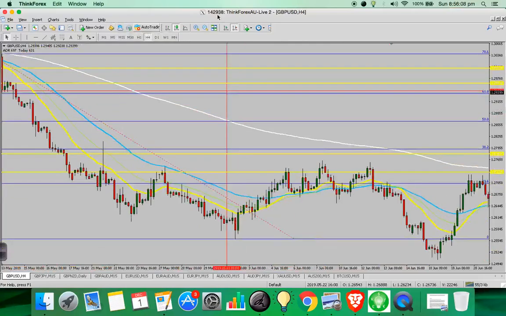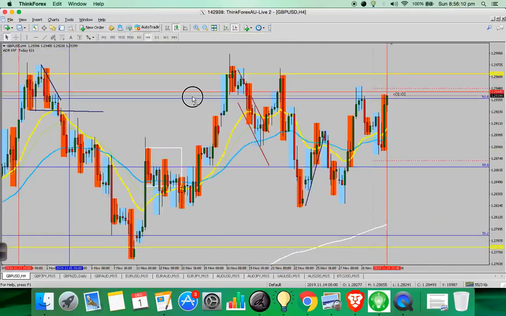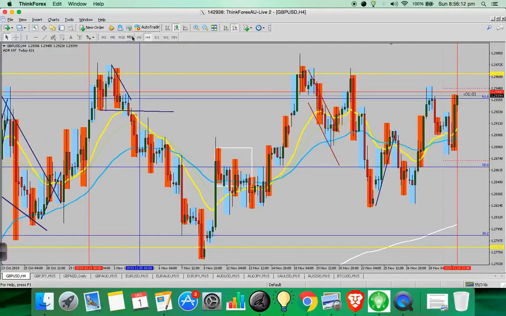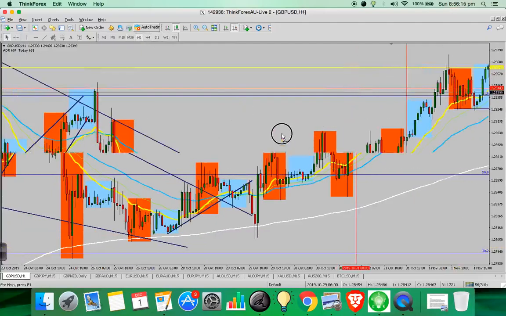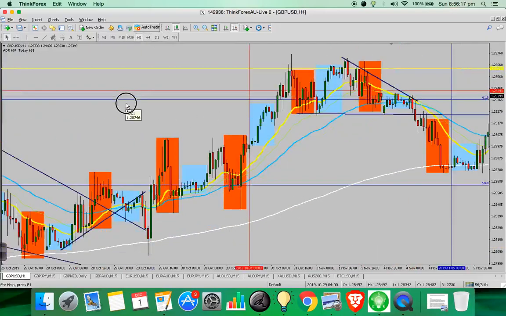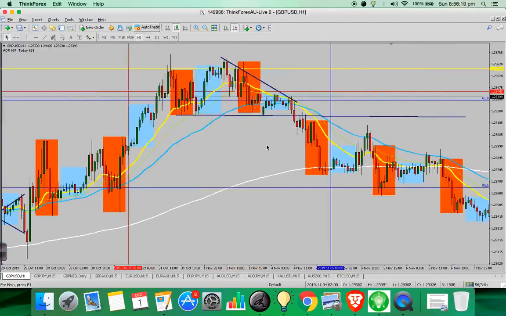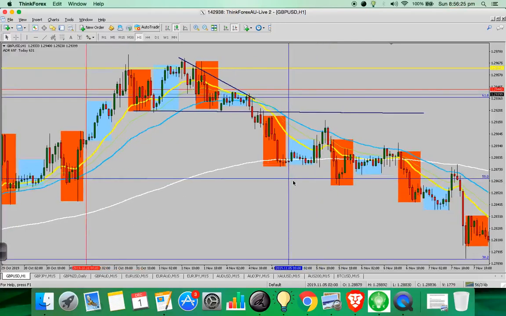Okay, so now I'll jump onto the 1-hour chart. Let's see what the blue line's doing on the 1-hour chart. Again, now this is another biggie. So this is the EMA 200 on the 1-hour chart. That's where the day started.